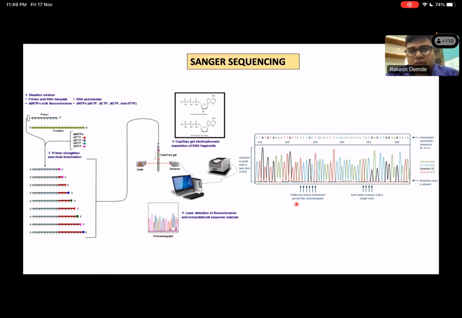To overcome the limitations of Sanger sequencing, there are a lot of other second generation sequencing methods, like pyrosequencing, that were available. Then next generation sequencing came into the picture, which is based on the same sequencing technique, but it gives the advantage of doing a lot of genes, high throughput, and you can check mutations, you can check deletions, you can also check the epigenetic alterations.